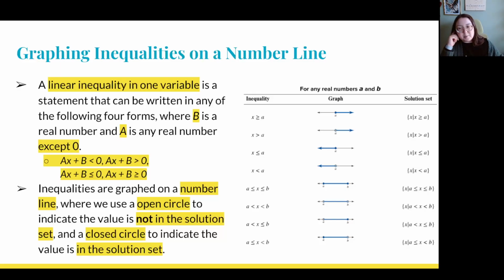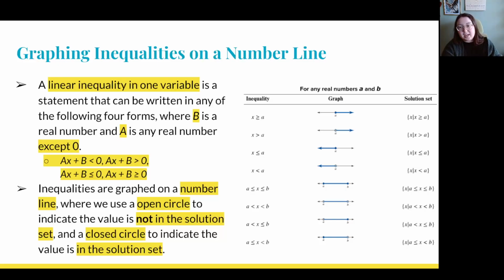Now we do have a couple more examples in our list here, and the solution set is written next to it as well. These examples include two different values, so kind of sandwiching x in the middle. The first one there is a is less than or equal to x, and x is less than or equal to b. So x is sandwiched there in the middle, and you can separate that into two separate ideas.